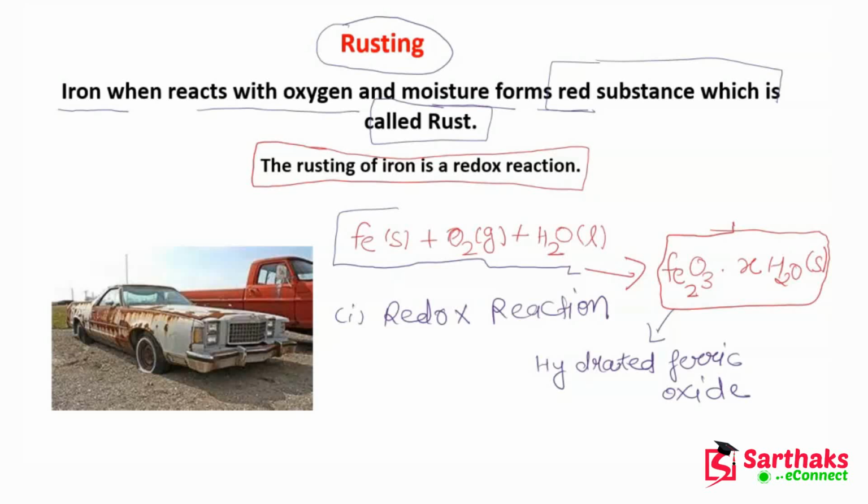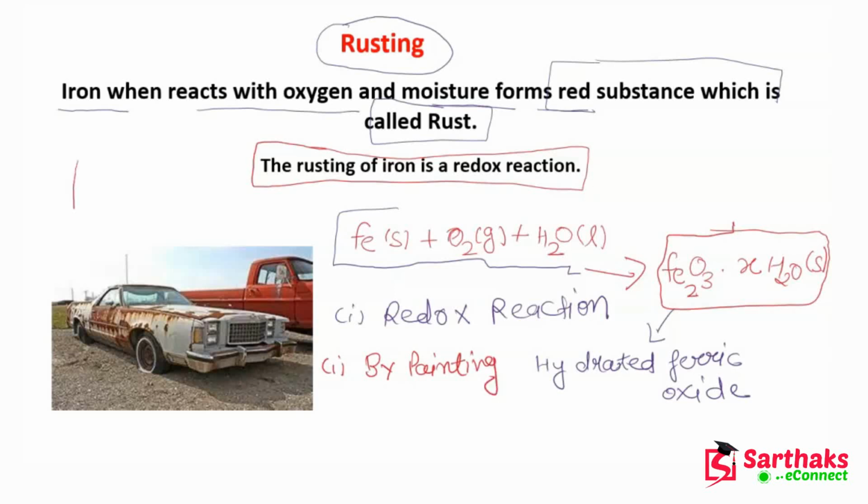It is very, very important because iron is widely used, and if iron gets weaker, then it will become problematic. So guys, we will study some methods to prevent the corrosion of iron, or you can say to prevent iron from rusting. So the first method is we can do it by painting.